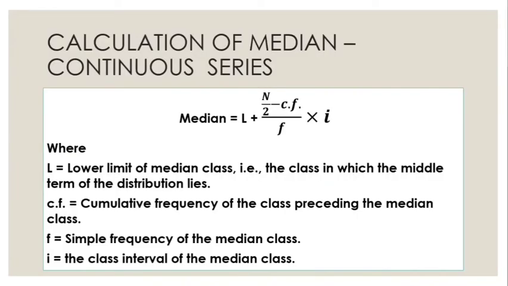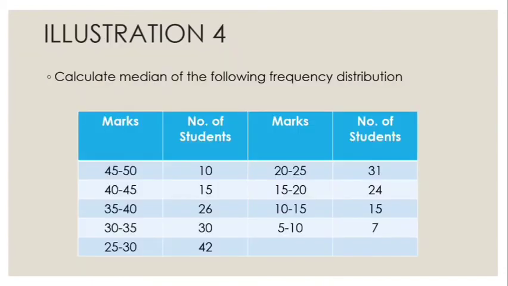Now next is the calculation of median in case of a continuous series. The formula for this is L plus (n by 2 minus CF) upon f into i, where L is the lower limit of the median class, that is the class in which the middle term of the distribution lies. CF is the cumulative frequency of the class preceding the median class, that is, we have to take one step before the median class. And f is the simple frequency of the median class, and i is the class size or class interval of the median class. Let's go through an example to study this.